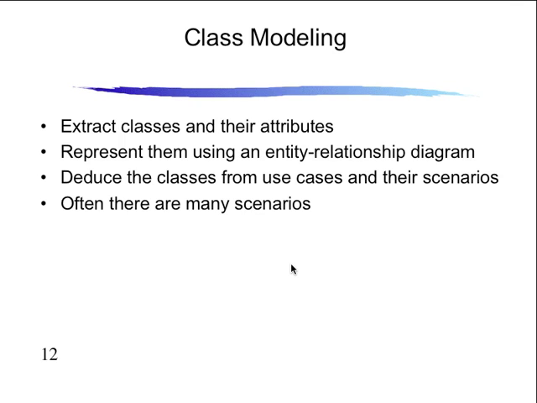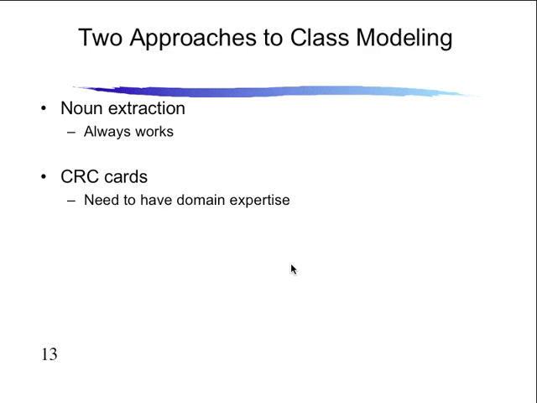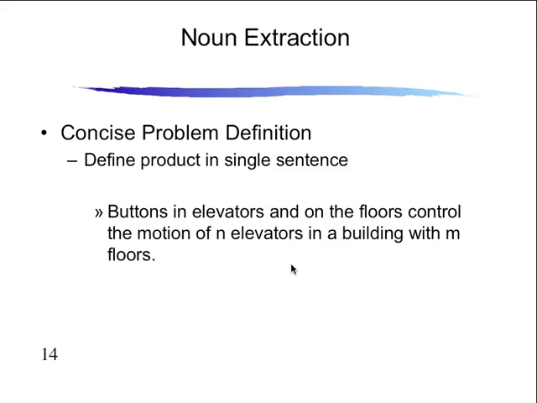Often many scenarios exist. We have a couple of different ways of doing this. And this is the UML approach to it, is to do some noun extraction or to represent it in terms of a CRC or another type of form in which we need a domain expert to kind of look at it and go, well, what kind of things will come out of here?